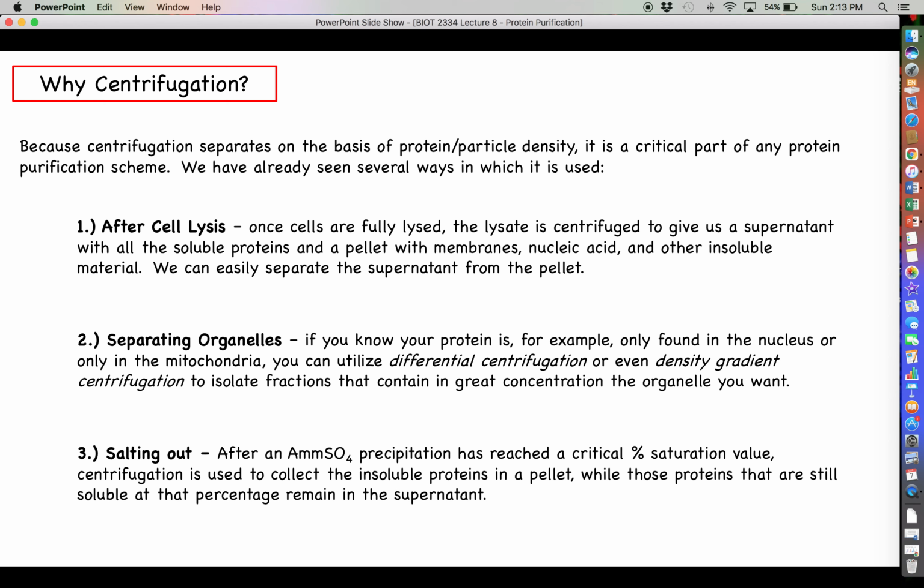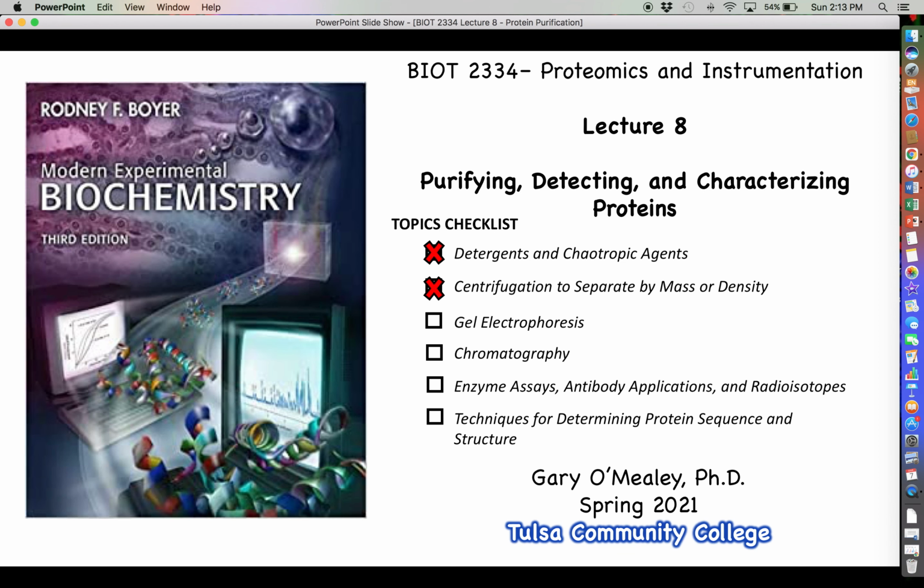So again, we've already seen quite a few different examples of how centrifugation is going to be extremely helpful to us in purifying a protein, and it's not necessarily just a one-trick pony. We can use it in a number of different cases. All right, well, that's going to do it for this little review on centrifugation.